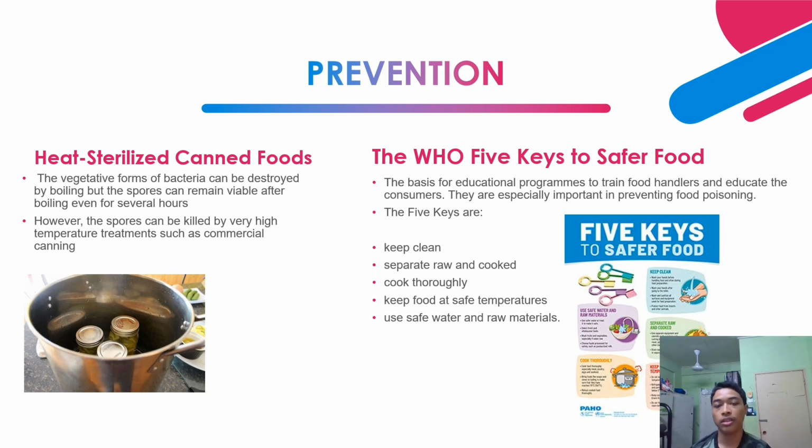The second one is the WHO 5 Keys to Safer Food. This is the basis of educational programs to train food handlers and educate consumers. They are especially important in preventing food poisoning. The 5 keys are: keep clean, separate raw and cooked, cook thoroughly, keep food at safe temperatures, and use safe water and raw materials.